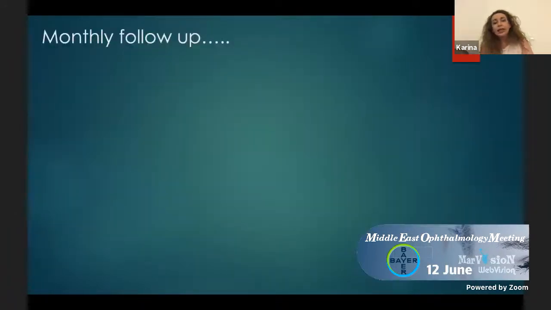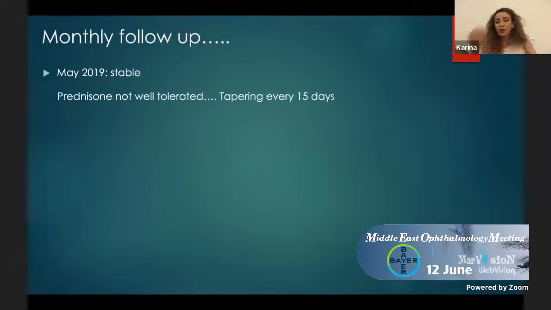But okay, we said, let's give a chance to the treatment, let's keep the monthly follow-up, and she came in May, and everything was stable, not better. She was the same, but she was not tolerating the prednisone, so we decided to taper her every 15 days instead of every month. In June, she was clinically stable, but not better.